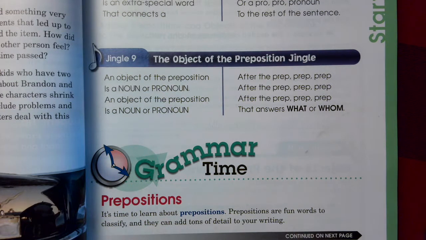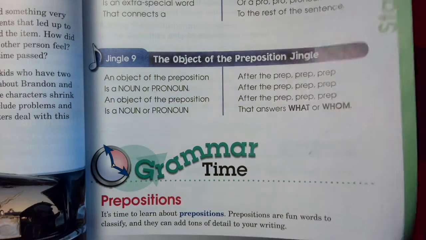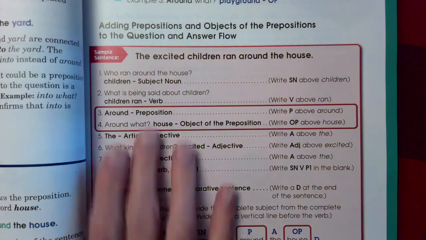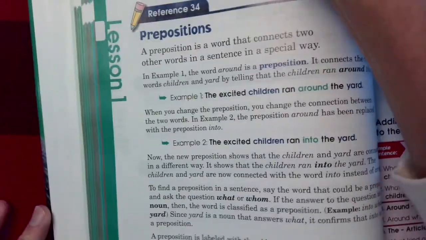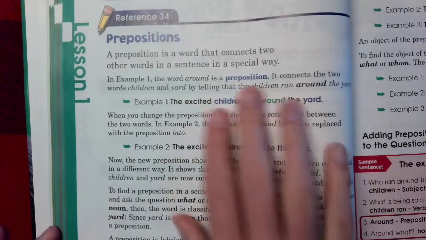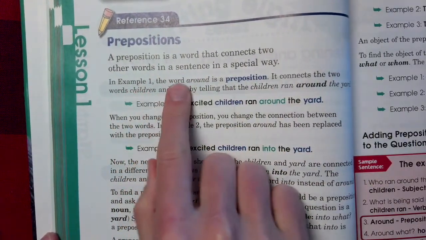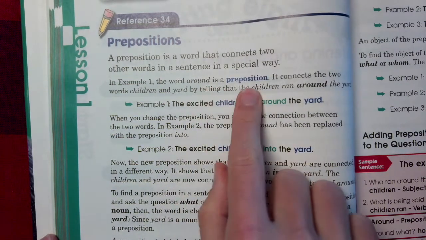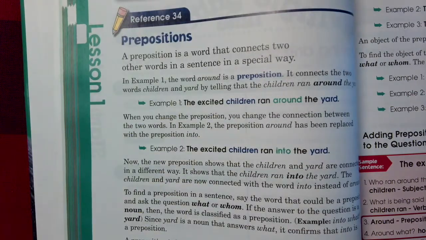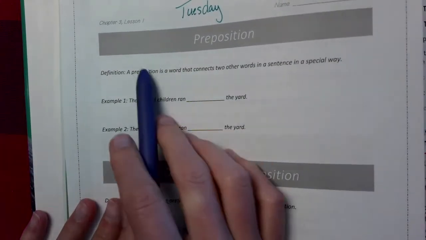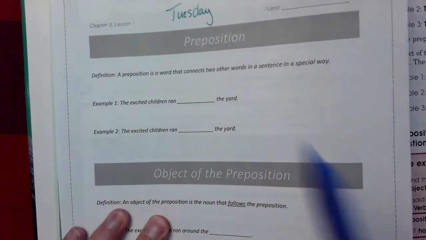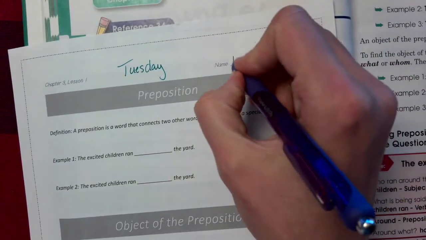All right, it's time to learn about prepositions. Prepositions are fun words to classify, and they can add tons of detail to your writing. Now, a preposition is a word that connects two other words in a sentence in a special way. In example 1, the word around is a preposition. Okay, so a preposition is a word that connects two other words. Make sure you get your name on that guy.